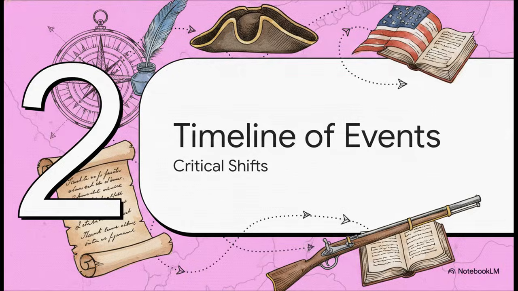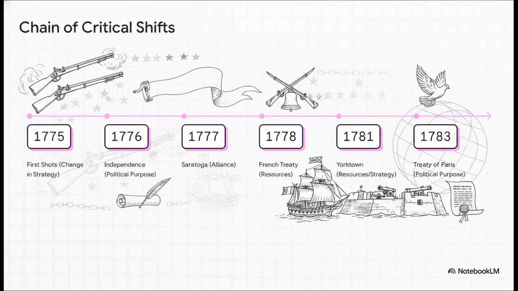Section 2. Timeline of turning points. The thing you have to realize is that there wasn't just one single decisive turning point in the Revolutionary War. It was more like a chain reaction of critical shifts. Look at how this progresses.